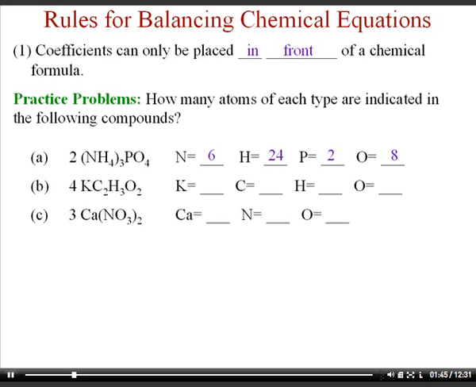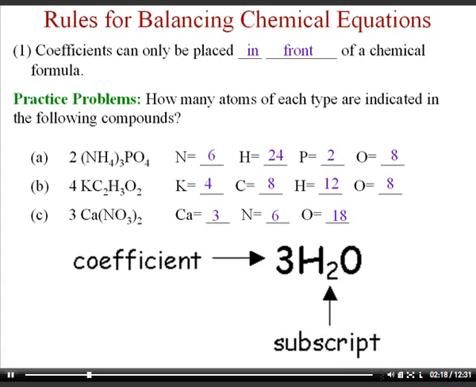In the next example, I have 4 potassium acetate molecules, or compounds, and so what that's going to do is multiply the K times 4, the C times 4, the H times 4, and the O times 4. In the last example, we have 3 calcium nitrates, so that's 3 calciums, and originally we had 2 nitrogens, but we're going to triple it to get to 6, and originally we had 6 oxygens, so we triple it to 18.